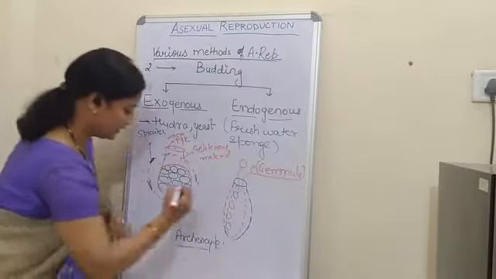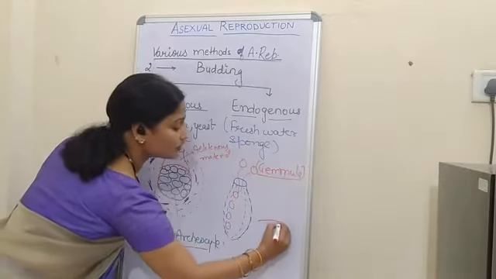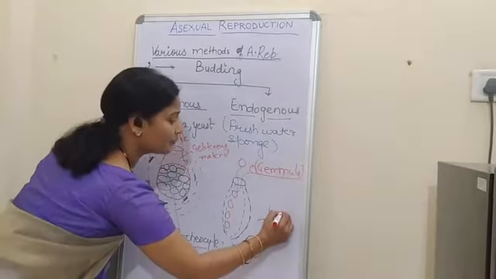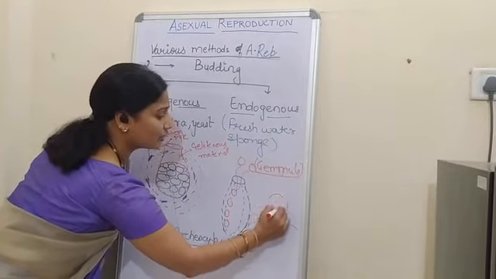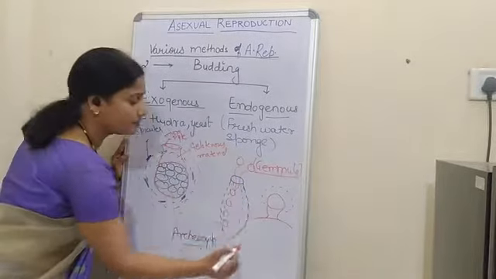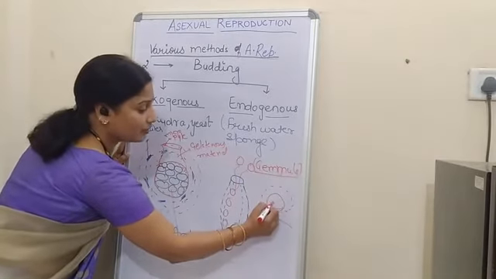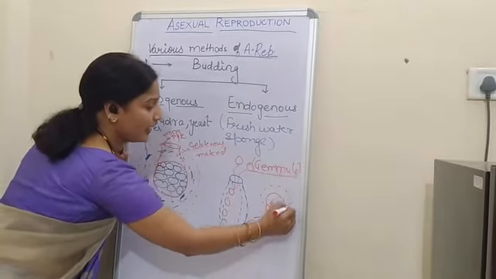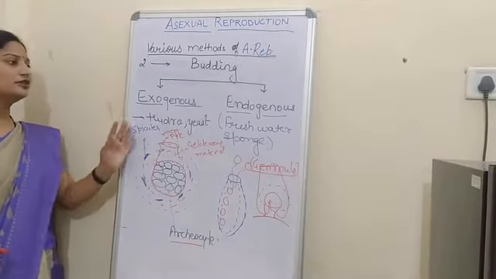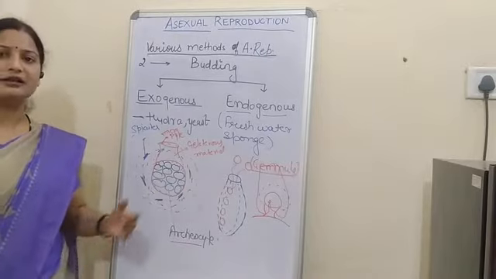Suppose this is the substratum, then this will be the micropyle, this is the archaeocyte cell, and this is the gelatinous matrix. And what happens? The archaeocyte cells come from here and then they develop the body of the sponge. So this is all about endogenous budding.